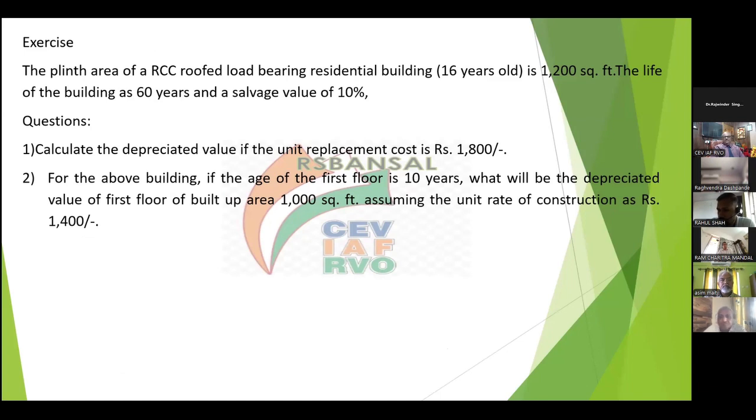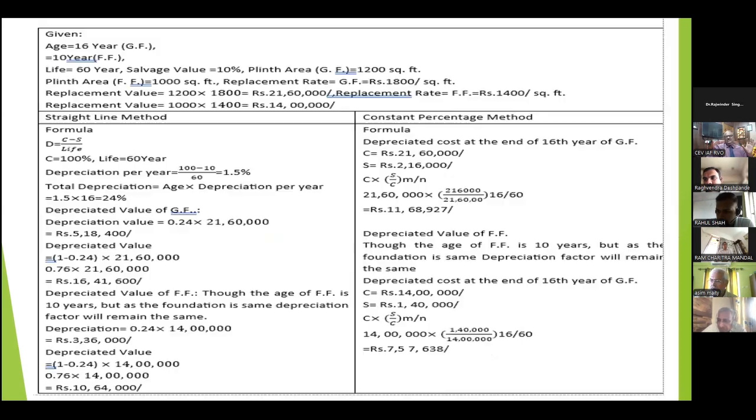In the question the rate may be different. If he has mentioned in the question that the first floor is 10 years old and standing on a separate foundation, then you have to take 10 years for its depreciation, otherwise we will take 16 years. If he has mentioned that the first floor is 10 years old and erected on a new foundation from the ground floor, then only you can take the first floor age as 10 years.